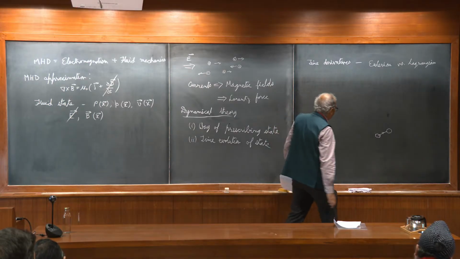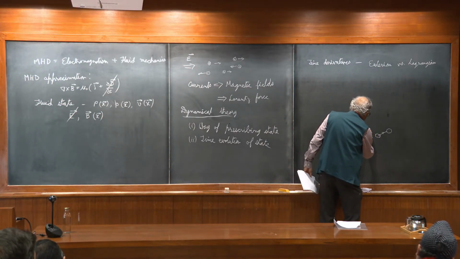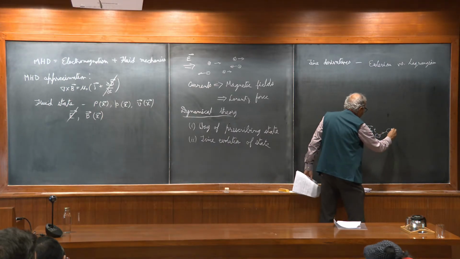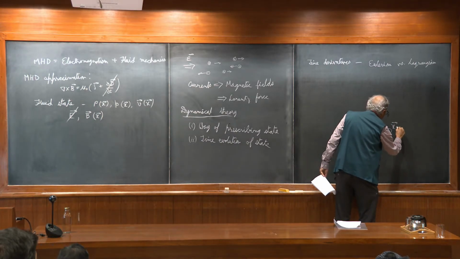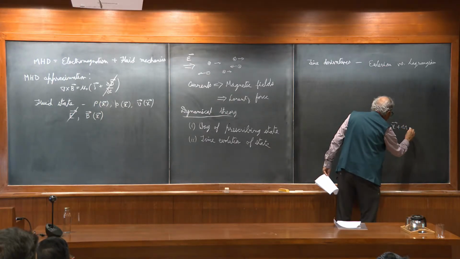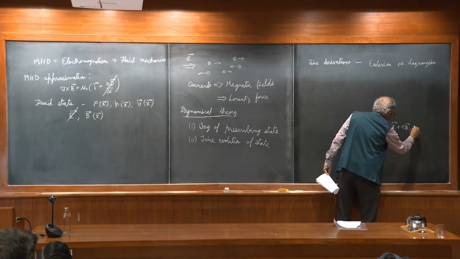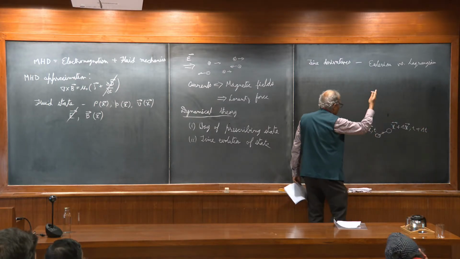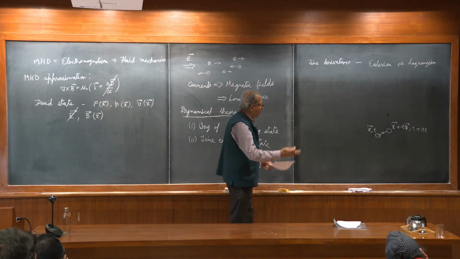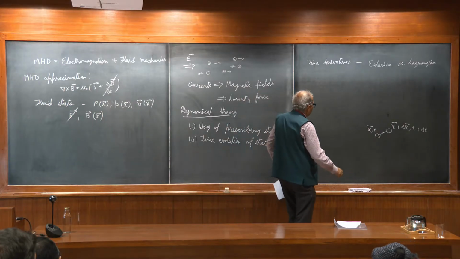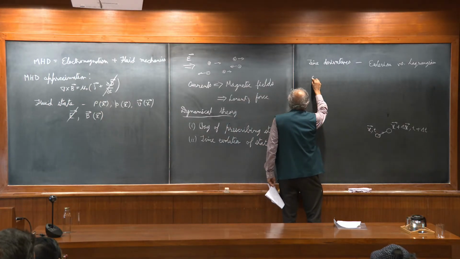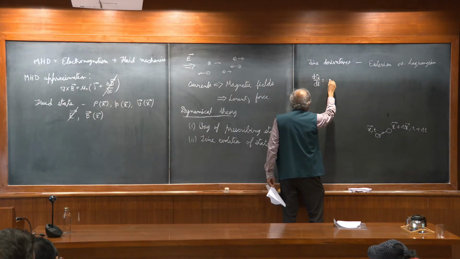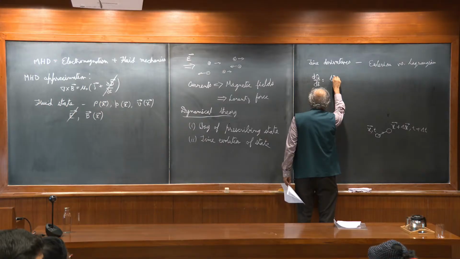Let's quickly work that out. Suppose this blob was at position x at time t, and now it has come to x plus delta x at time t plus delta t. Let us consider some quantity q, which may be temperature or pressure or something like that. This is the Lagrangian time derivative of q, which is denoted in this fashion. So how do you define that?